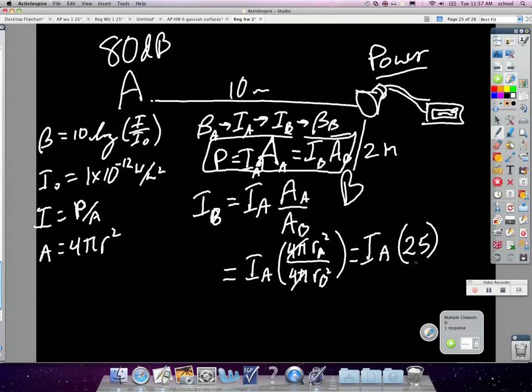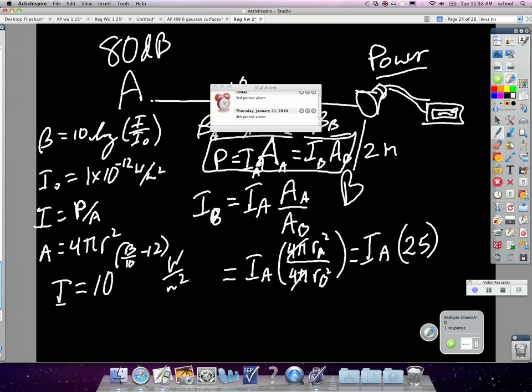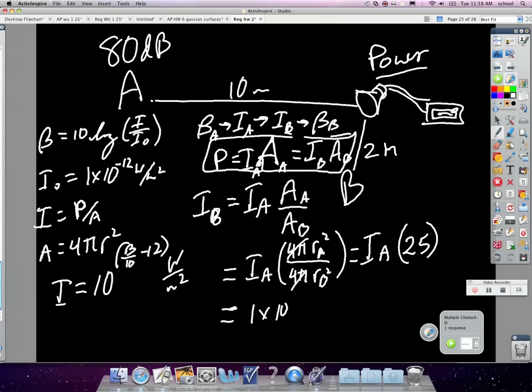Do you remember how we did this before? We use this equation right here: I is equal to 10 to the beta over 10 minus 12 watts per square meter. So plug that in, and I get IA is equal to 1 times 10 to the minus 4 watts per square meter. Multiply that by 25, and I get 25 times 10 to the minus 4 watts per square meter.